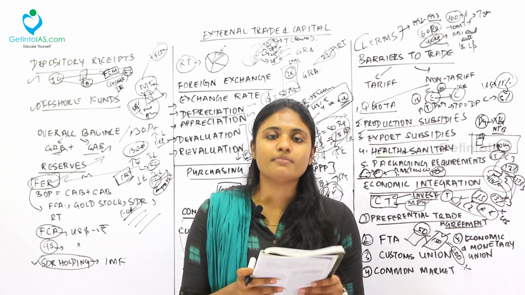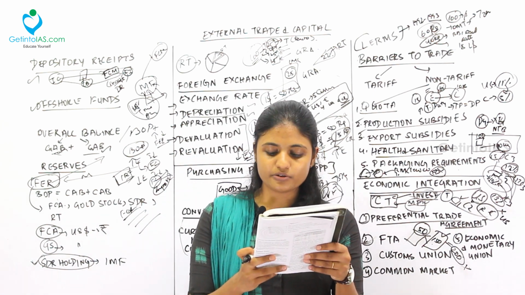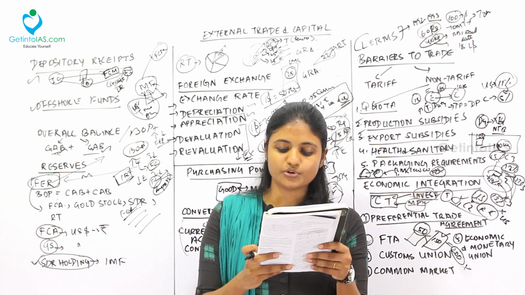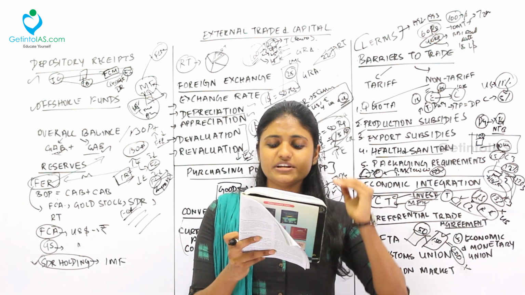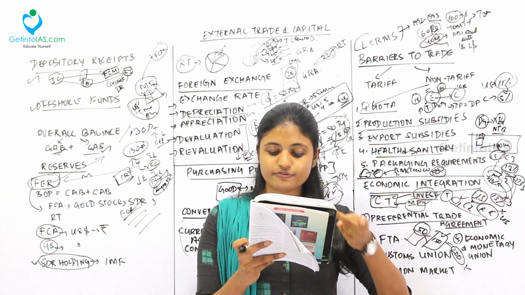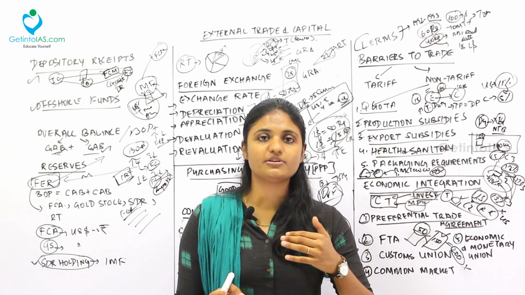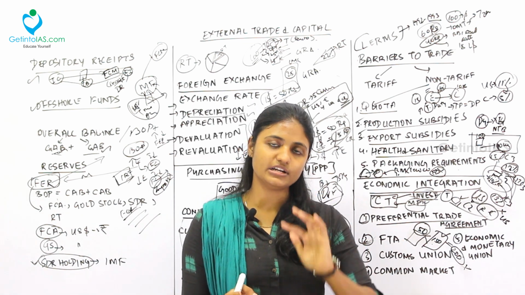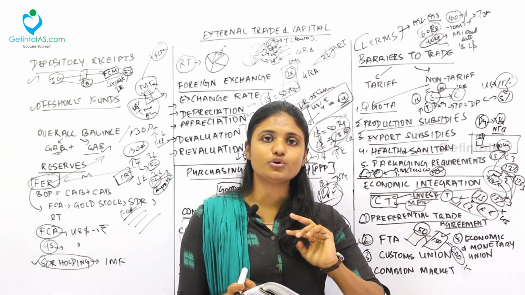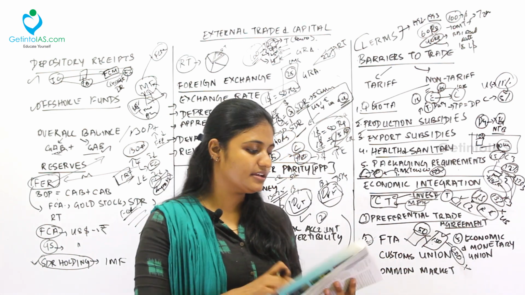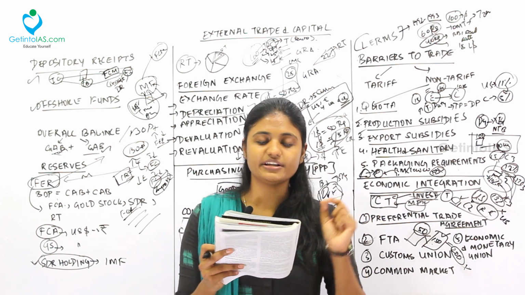Now coming to the common market. Under this, in addition to provisions of customs union, a free flow of labor and capital is allowed. So laborers can go to and fro from that country to this country and capital will go to and fro from that country to this country. Okay, that is called the common market. Now coming to the economic and monetary union.